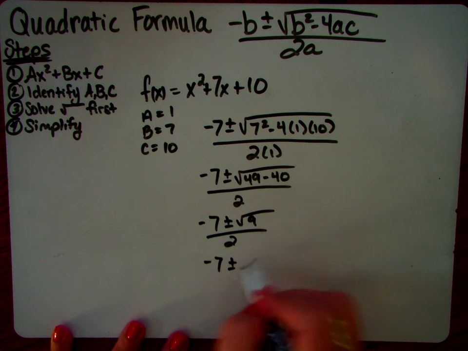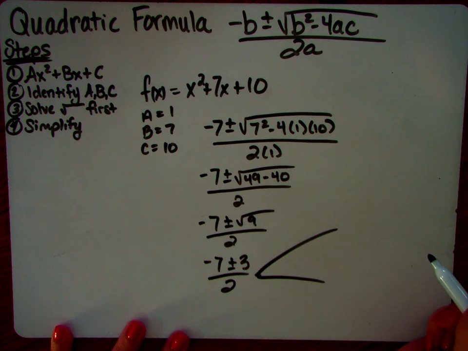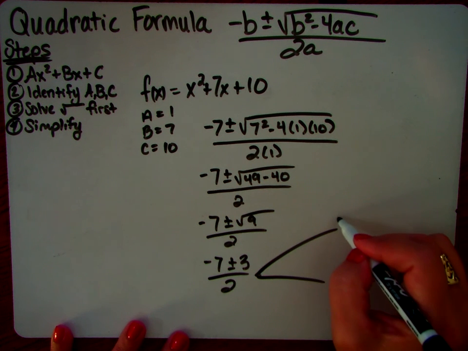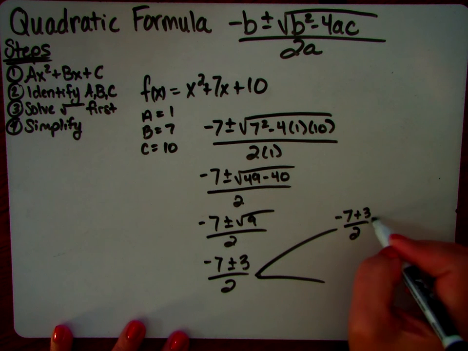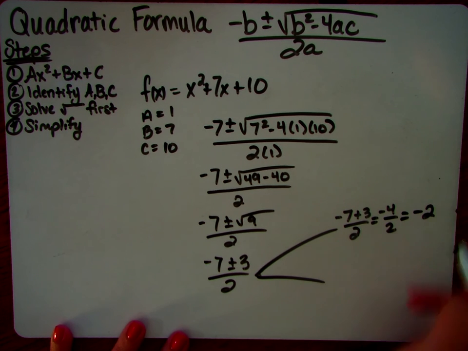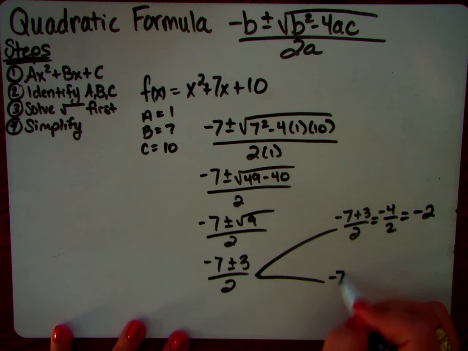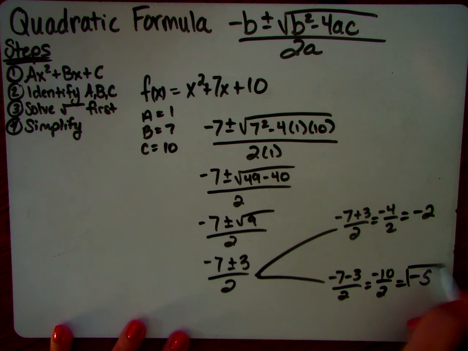Negative 7 plus or minus. What is the square root of 9? It is 3 over 2. So this is going to give us two different answers. The first one is going to be negative 7 plus 3 over 2, which is negative 4 over 2, which is negative 2. And this one is negative 7 minus 3 over 2, which is negative 10 over 2, which is negative 5. So negative 5 and negative 2 are your x values.